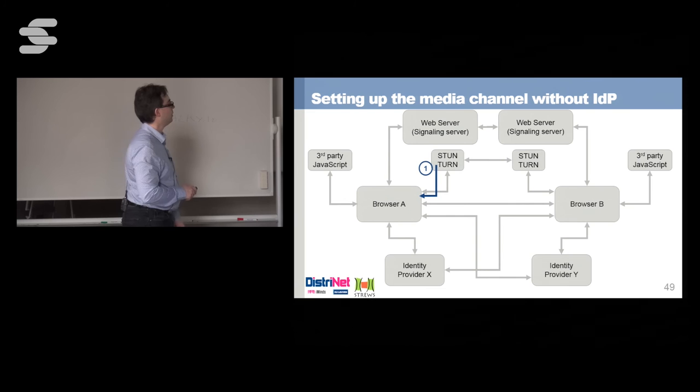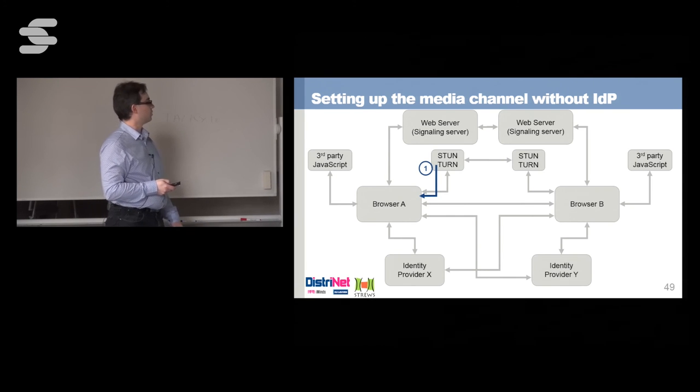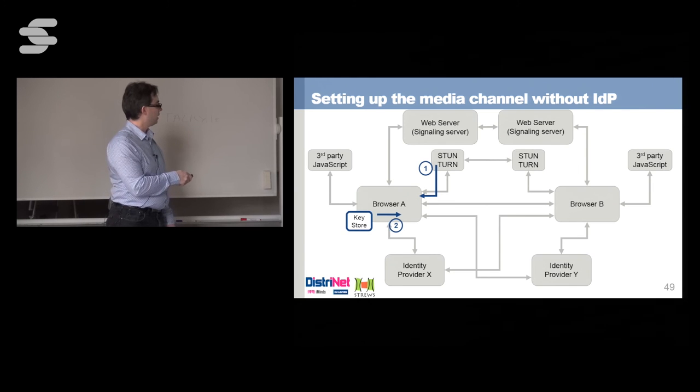So what will happen? You want to set up a connection. The first thing you ask is information from the STUN server you get from your browser. There's somewhere a key in there, which is actually the key that will be used to secure the communication between browser A and B.